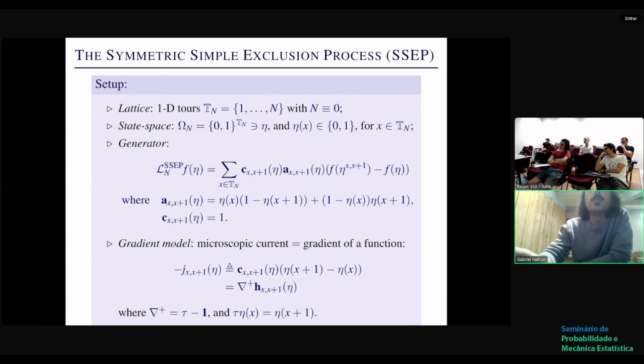What differs between models, and there's another property I'm supposed to mention, is the gradient property. This technical property tells us that the microscopic current can be expressed as the gradient of some other function. In more mathematical terms, minus the current here, which, since the process is symmetric, we have this expression. And now this constraint pops up, and we have this discrete gradient of the occupation variables. If this quantity is itself the gradient of some other function, we say the model has the gradient property, or is a gradient model.